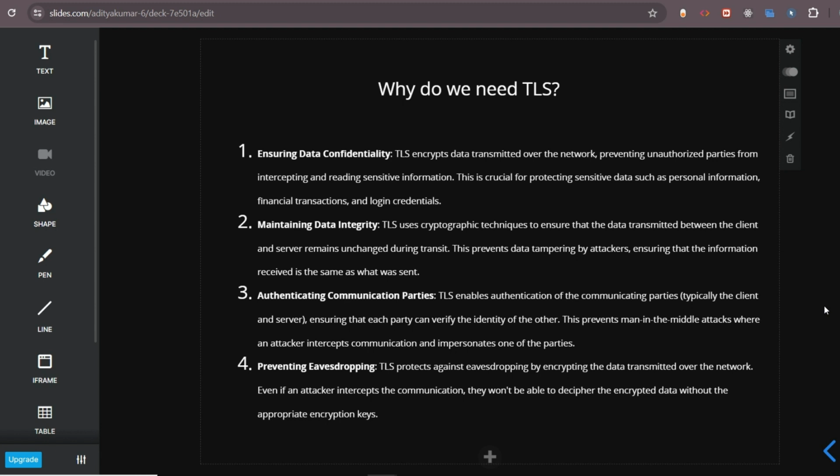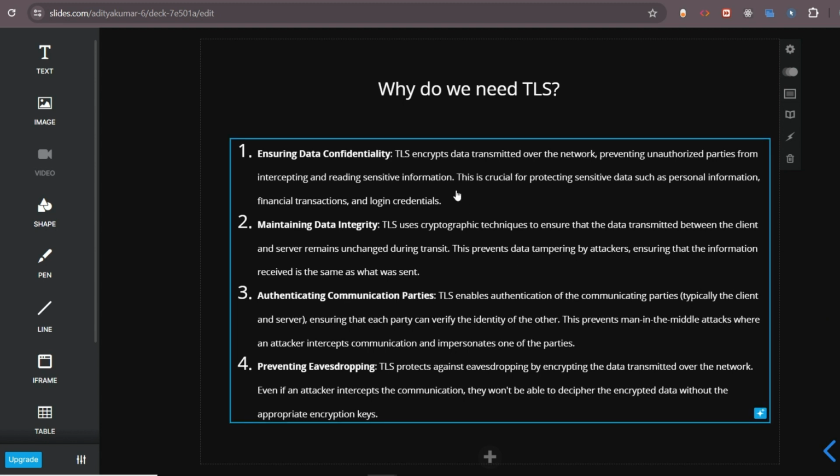Why do we need TLS? What is the use of TLS and what does it do in an application? What is the role of it basically? To support this, we will be seeing four points. So what are these four points?